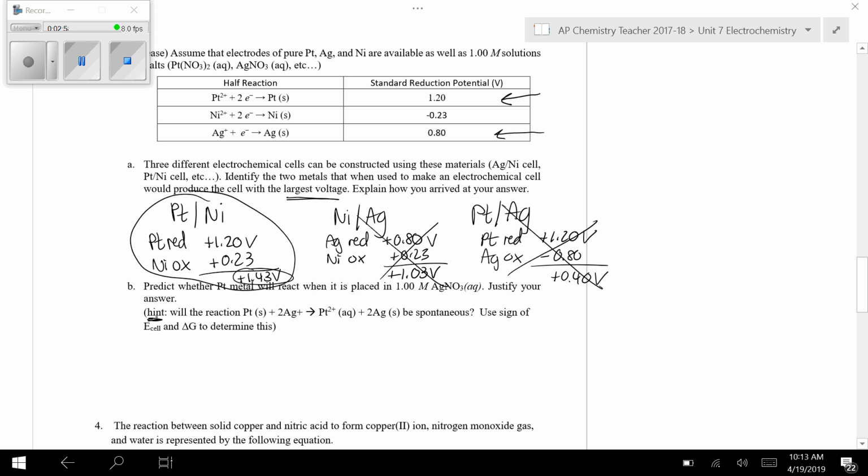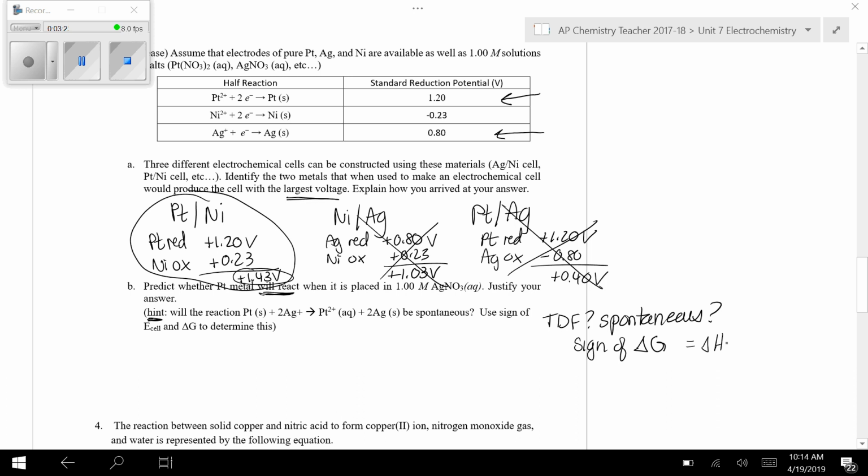So if it says predict whether something will react, it's basically asking you, is the process going to be thermodynamically favorable? So is it going to be spontaneous? That's what you want to think about when you see, like, will this thing happen? I mean, is it going to be favorable? And in order to figure out if something's thermodynamically favorable, you need to look at the sign of delta G. And you can find the sign of delta G in a variety of ways.